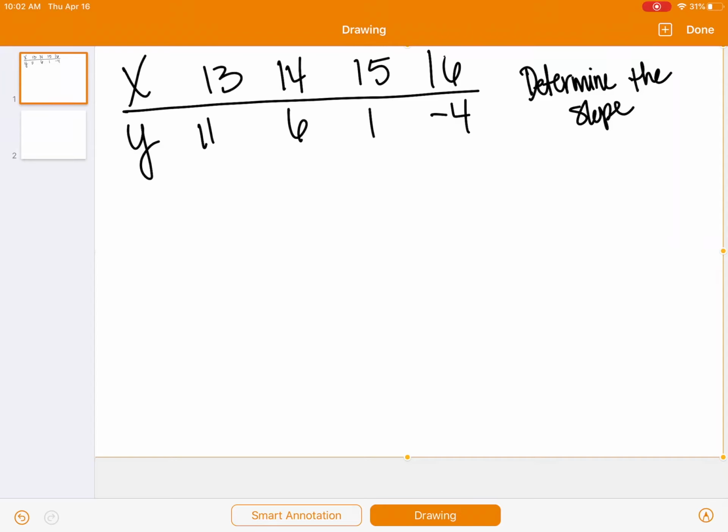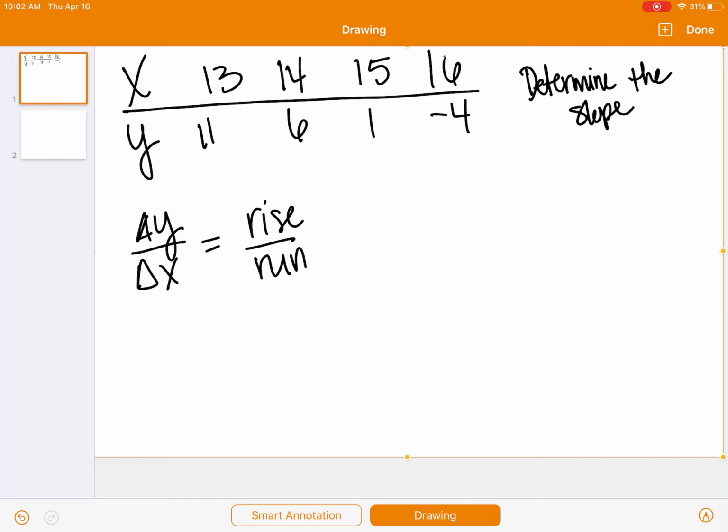Okay, so when we're looking at a problem like this where a number of x and y values are given and we need to determine the slope, there's a couple of things I want you to remember. First of all, we need to remember that the change in y over the change in x is equal to rise over run. And if you just look at the numbers that are here on the screen, you can see that in the y values, they are decreasing or going down by 5.